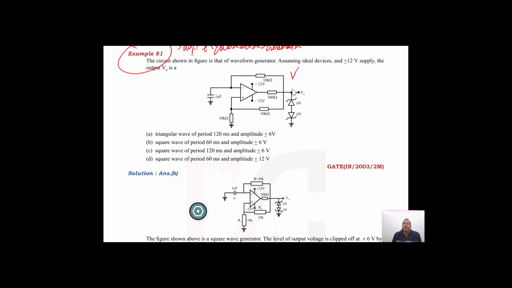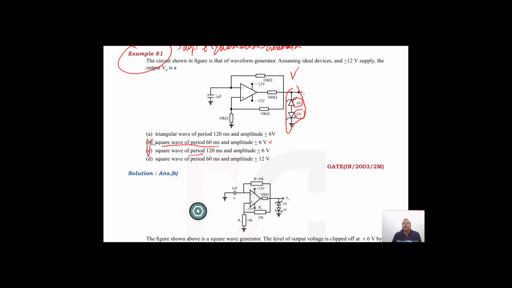But remember, when you connect zener diodes at the output of the circuit, that limits your voltage to the breakdown voltage of the diode plus the forward voltage of the diode, but zener diodes are assumed to be ideal. So the voltage at the output is the breakdown voltage, either plus 6 volt or minus 6 volt. So your output will be a square wave with an amplitude of plus minus 6 volt. Now the question comes to the time period of the signal. So either option B or C is the answer.